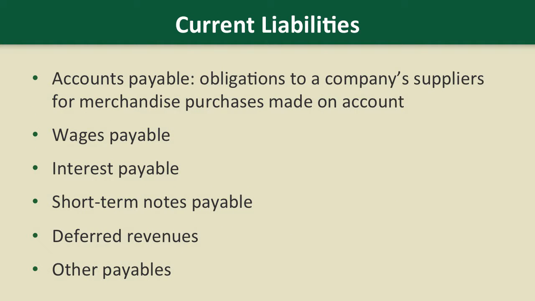In the current liability section, we have accounts payable, wages payable, interest payable, short-term notes payable, all these payables. Those are the payables that represent obligations to a company's suppliers, employees, and creditors. And also in the current liability section, we have deferred revenue. Deferred revenue is called revenue, but it is not revenue. It's not going to be listed on the income statement. It's part of your current liabilities.